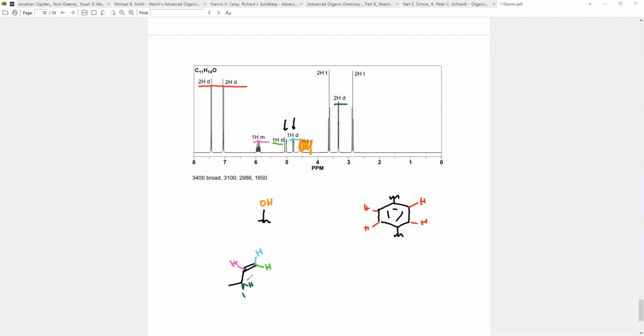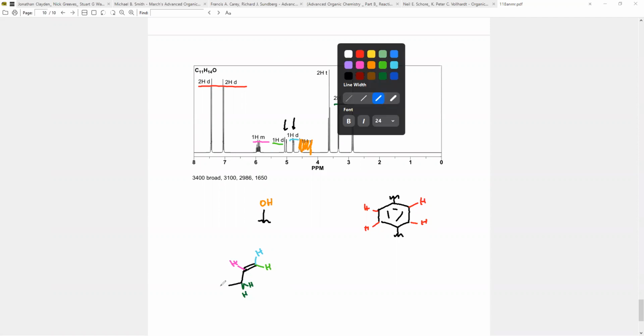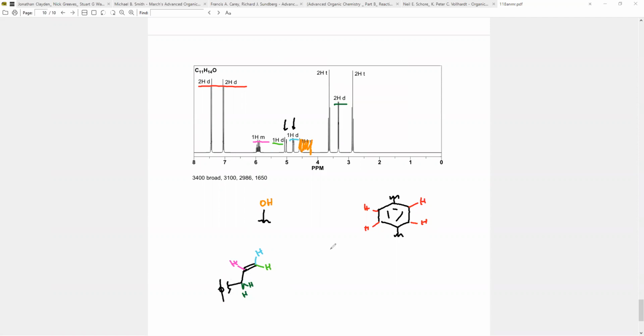Now it's a doublet, so it's interacting with 1 hydrogen, which is this guy here. So whatever is here has got to be a 0 hydrogen. I have a benzene ring. That's the best 0 hydrogen structure here. Okay. So go ahead and put this here. And all I have left is an OH and this part here.